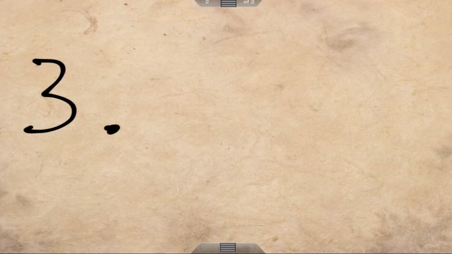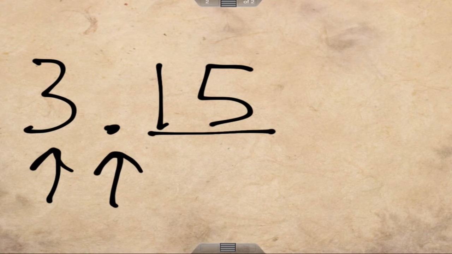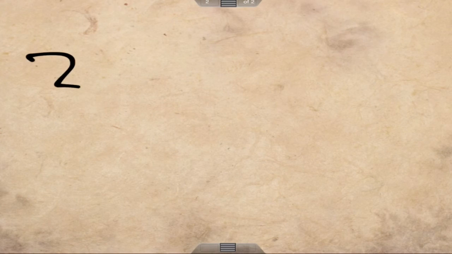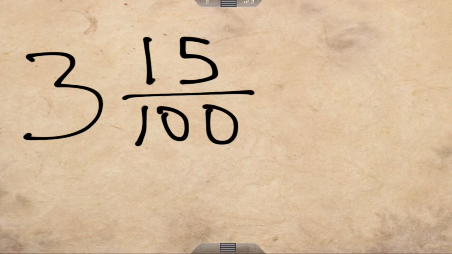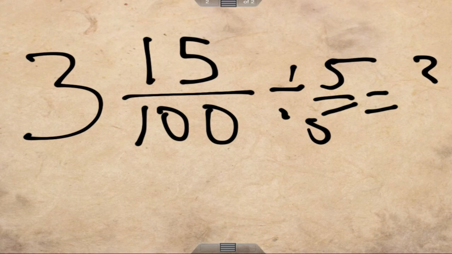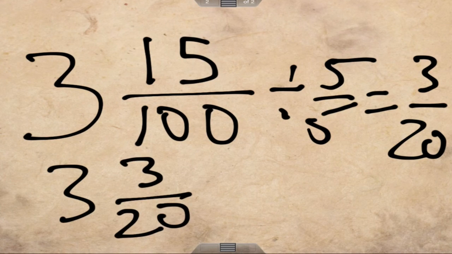Okay, one last one. Let's say I have 3.15. So 3.15 is 3, because I have 3 as a whole number, and 15 hundredths. So we write 3 and 15 hundredths as 3 and 15 over 100. So it's a mixed number. 15 over 100 we can reduce by 5. So divide the numerator and denominator by 5. Again, I get 3/20. So the right answer is 3 and 3 over 20.